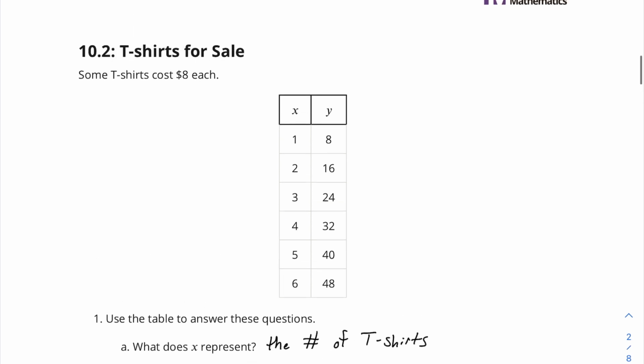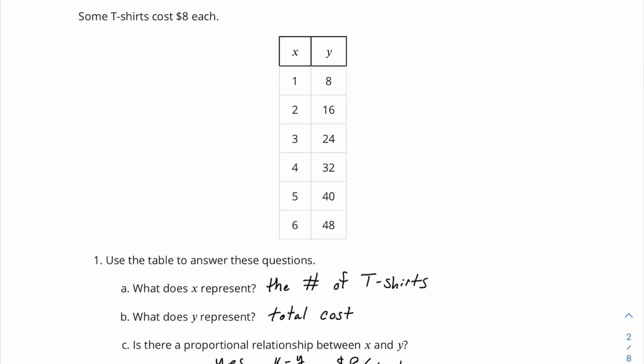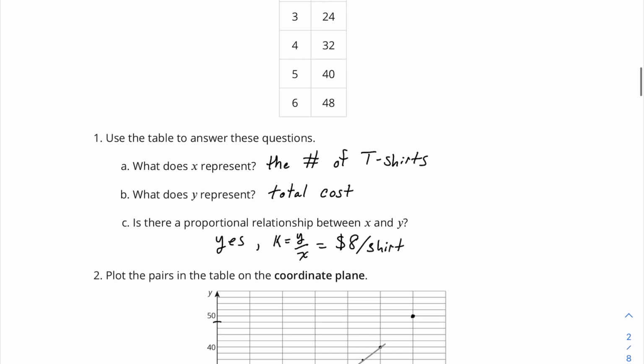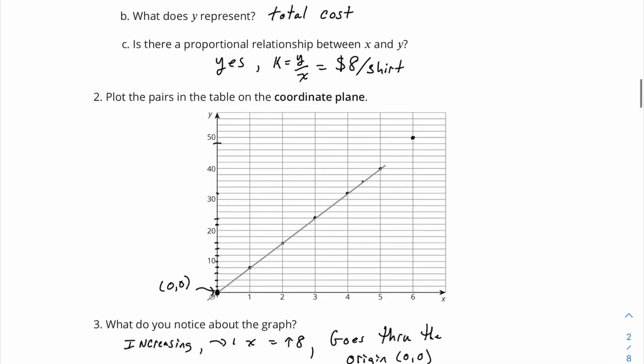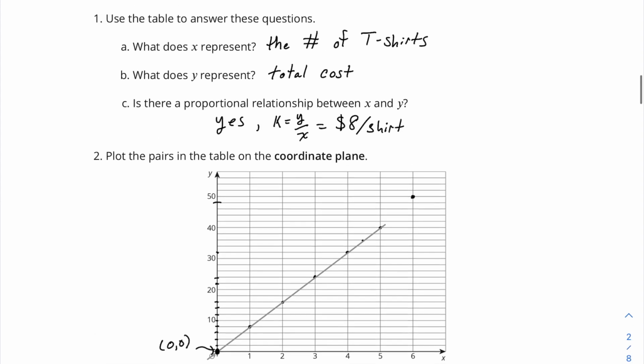So again, here in this activity, we took a table that represented the cost of $8 per t-shirt. We analyzed the table. What does the X value mean? What does the Y value mean? We got our constant of proportionality, and then we went ahead and graphed it, and we noticed it was a line that was increasing from left to right, and if we drew a line through it, that line would go through the origin. That's a very important thing. A straight line through the origin for this proportional relationship.